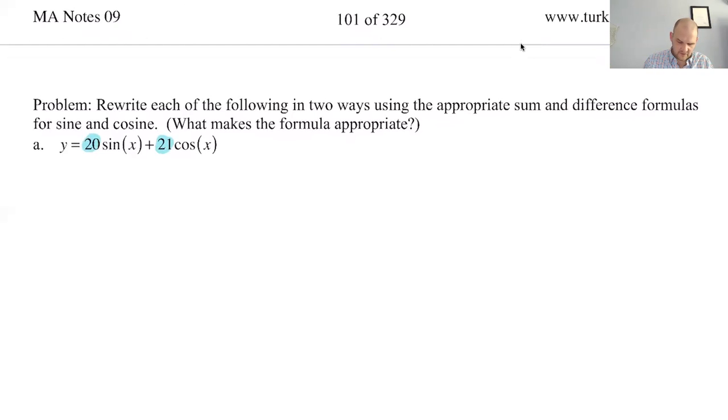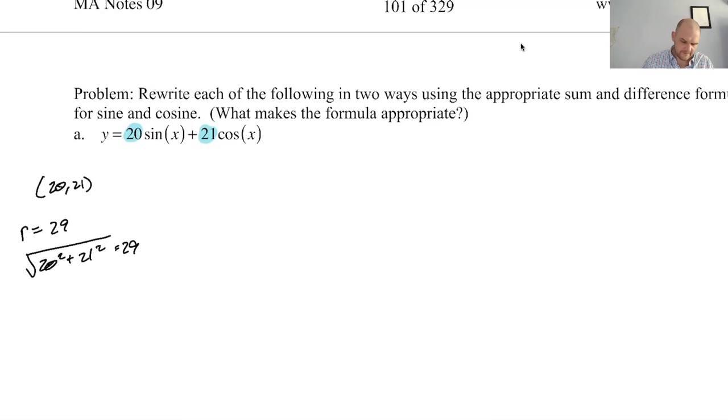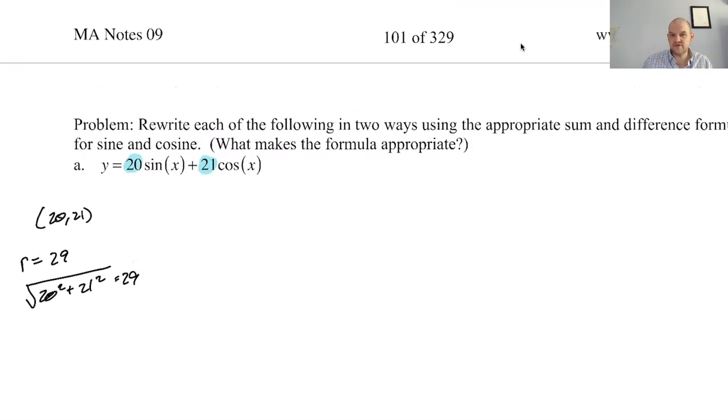So if I had the ordered pair 20, 21, or 21, 20, it doesn't make a difference. The r that we're going to use is 29 because the square root of 20 squared plus 21 squared is 29. That's my favorite triple. That's how I know that. And I guess it's kind of up to you to know that. So how are we going to make this happen?